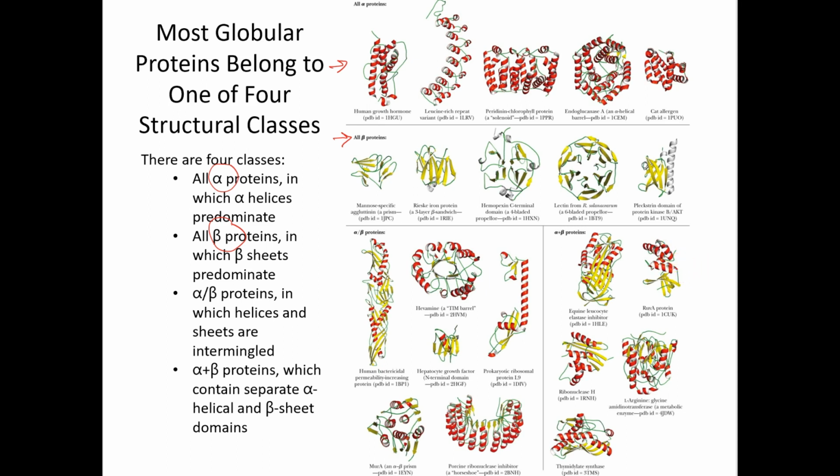Let me grab something that isn't yellow or red. You can see here you have a separate beta domain from your alpha domain. Here you have a separate beta domain from your alpha domain. Unlike here, where your beta and alpha domains are clearly intermingled.